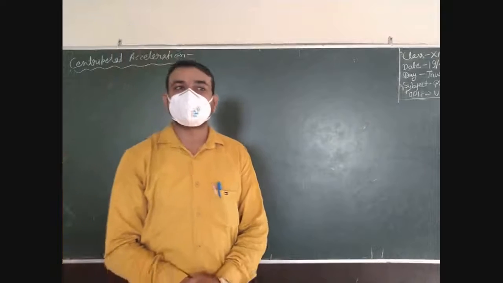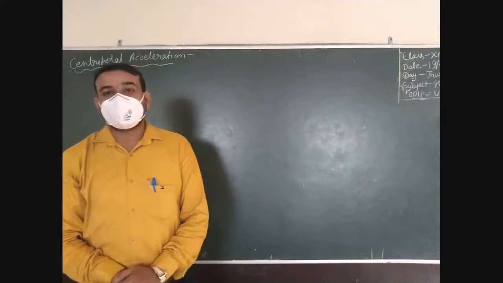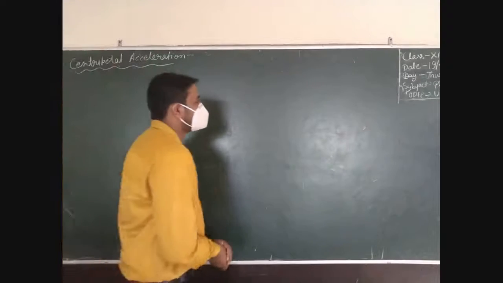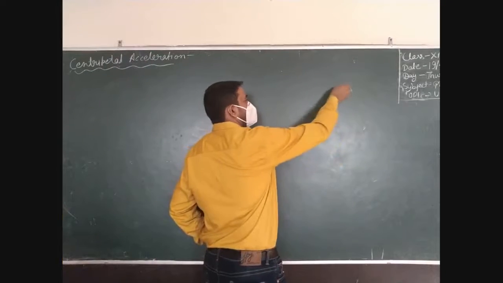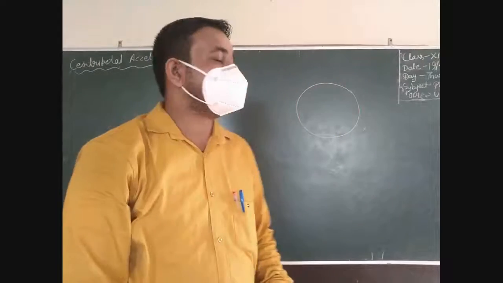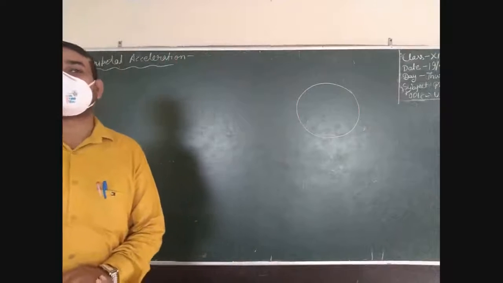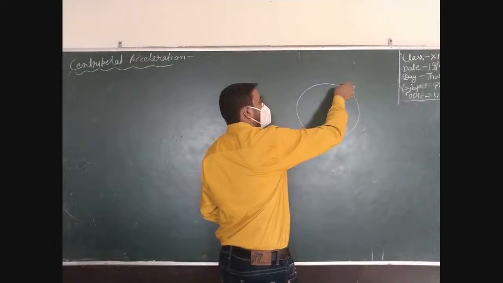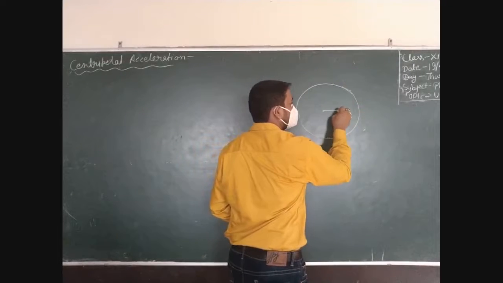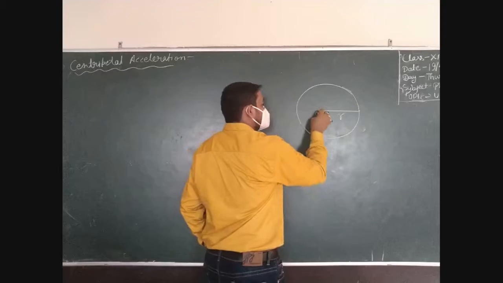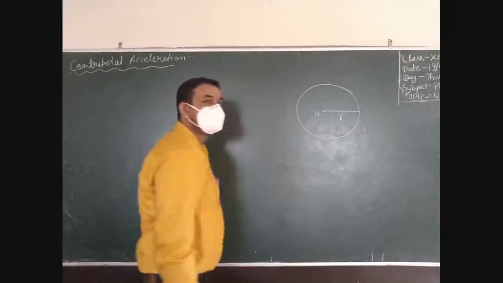Students, in today's lecture we are going to learn about the centripetal force. Now, first we take some important terms related to the centripetal acceleration. Suppose a particle of mass m moving in a circular path with a constant speed v. Let the radius of the circular path be small r and the center of the circular path be O.